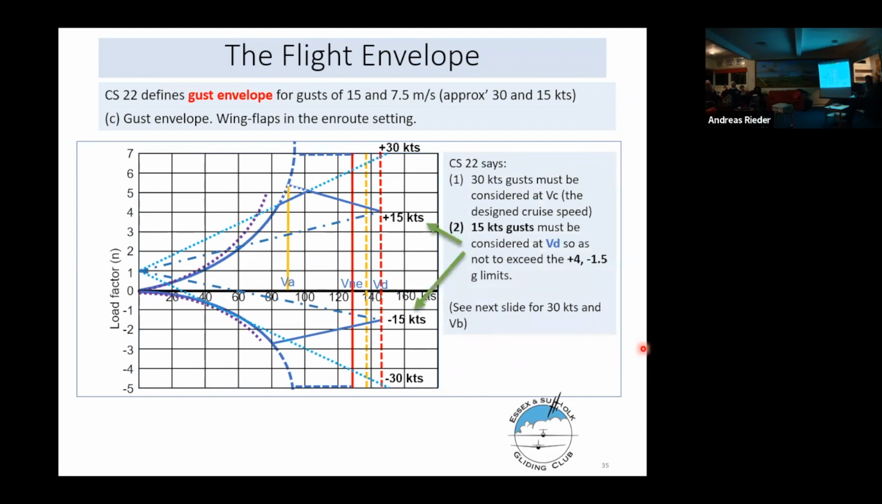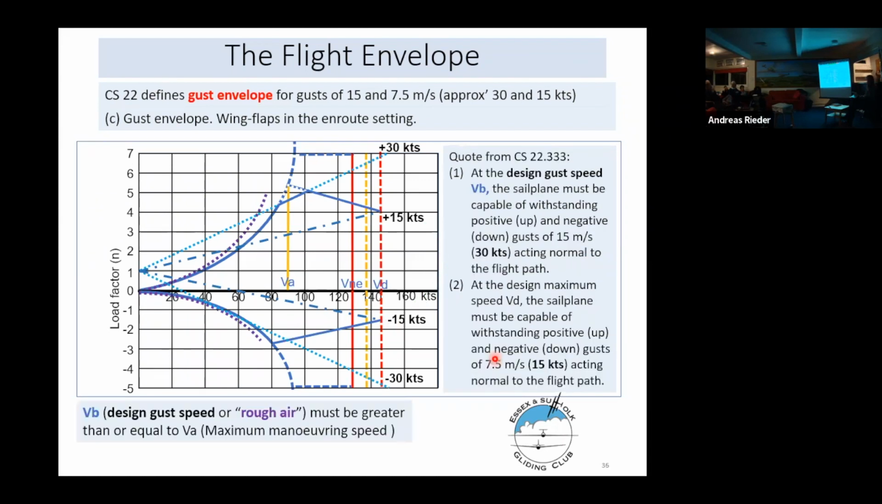CS22 says that a 15 knot gust needs to be considered at the VD speed, the maximum design speed. So it has to allow for a 15 knot gust at VD. For the 30 knot gust, the glider must be designed to be capable of withstanding a 30 knot gust acting normal to its flight path up to the stall line.